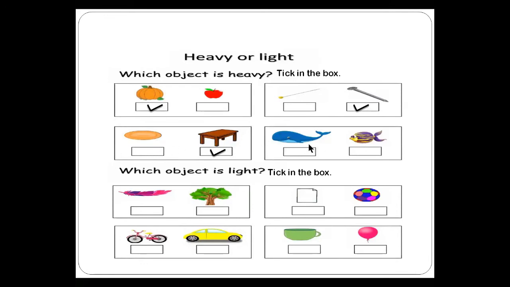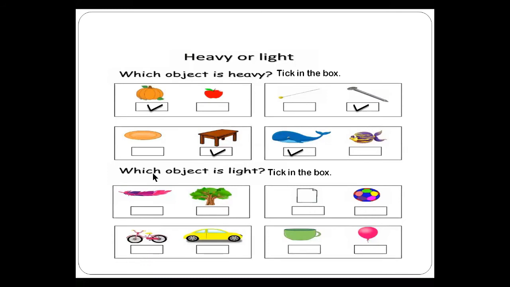Okay, the last one we have two types of fish. First one is a dolphin and the other one is a simple fish. Which will be heavy? The dolphin will be heavy. So we put the tick on the dolphin. Okay. Hope you have understood and remembered all the things that you have learned. Okay.